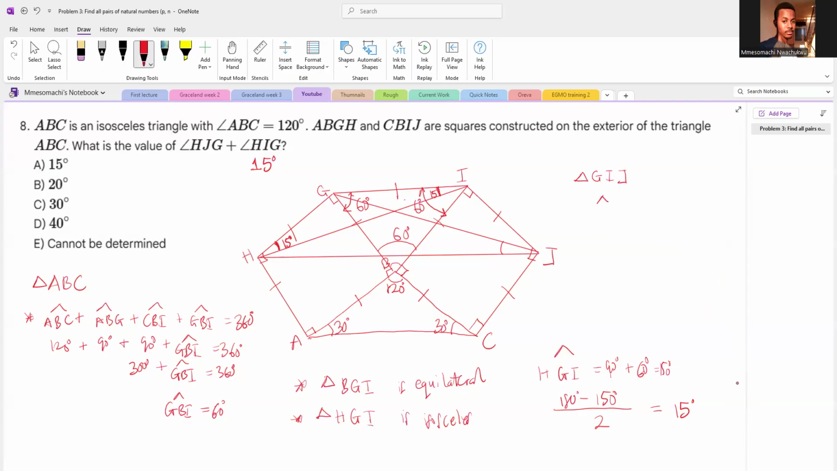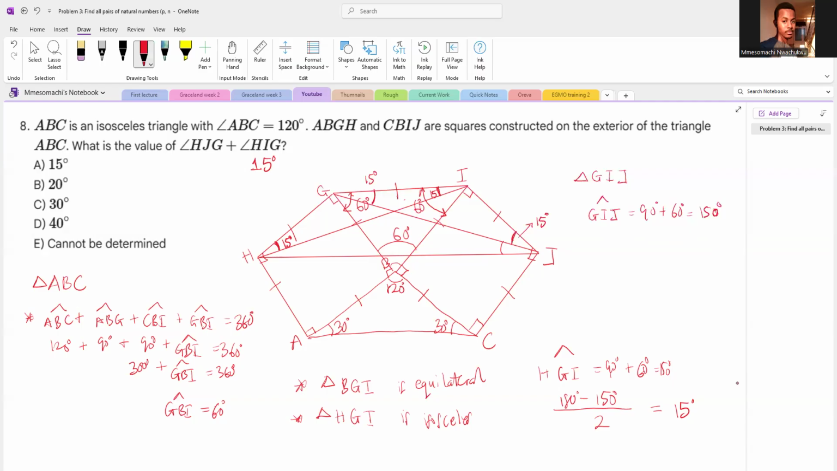And of course, as before, the angle at the apex GIJ is 90 degrees plus 60 degrees, which is equal to 150 degrees. So the whole angle at the apex is 150 degrees, which means we can find the base angle. It will be 15 degrees. So as before, similar to the last triangle, that's actually congruent to the last triangle, and this is going to be 15 degrees.